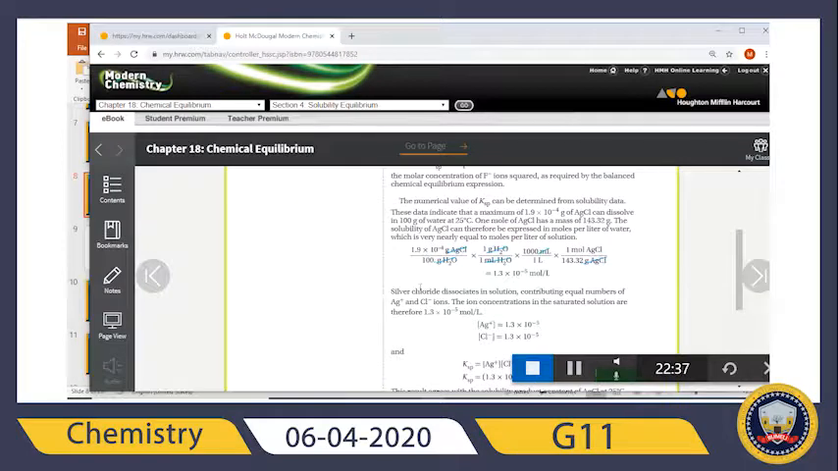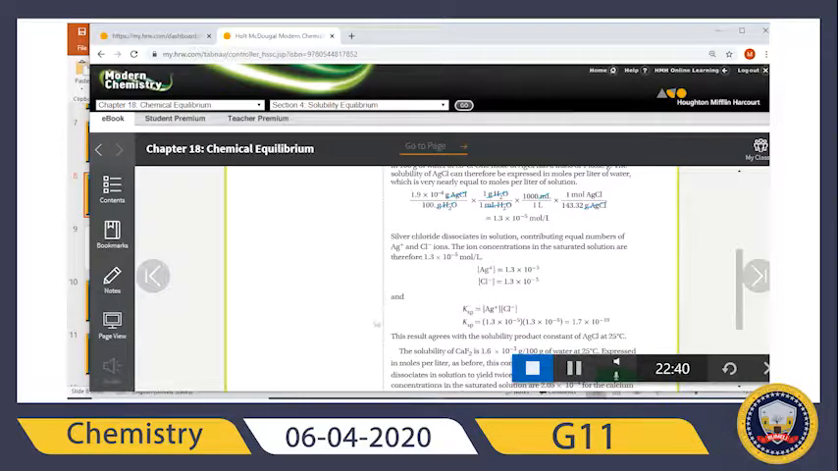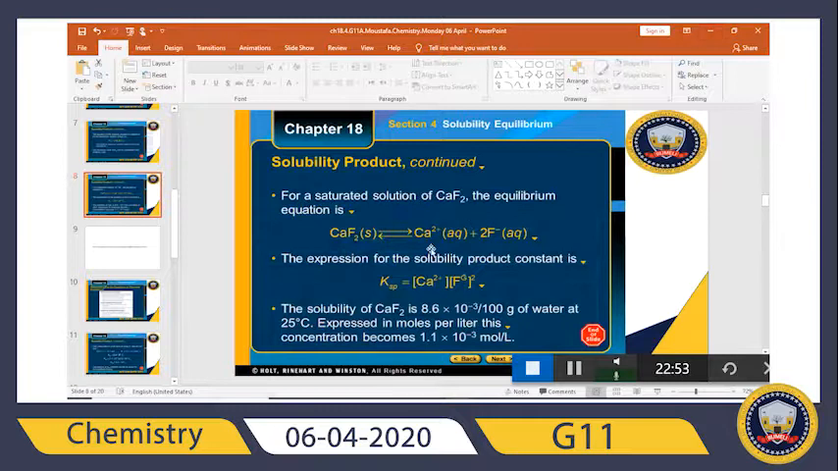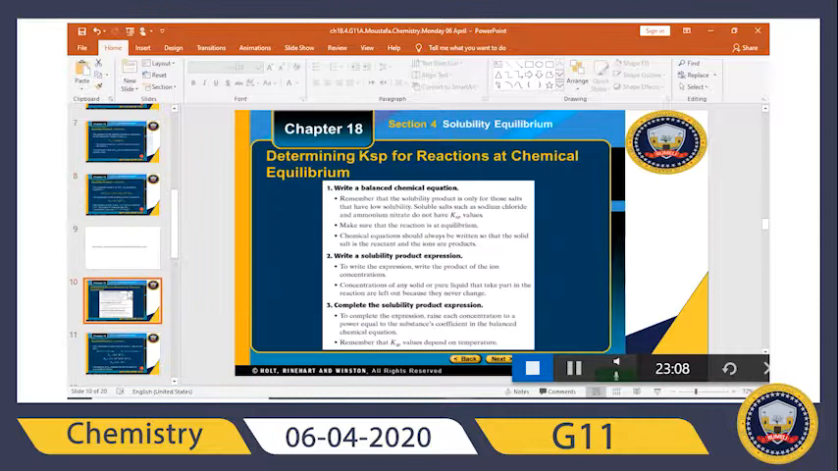but our example is calcium fluoride. Okay, return to our slides. So now we have the concentration of the ions, of the soluble ions. Okay, these are the steps which we already understood.